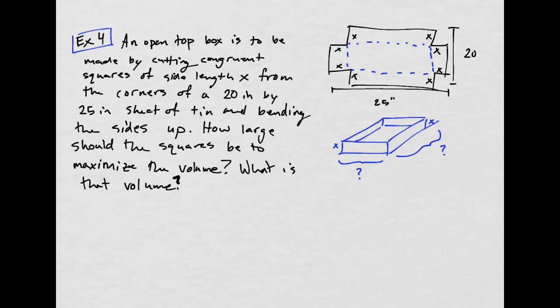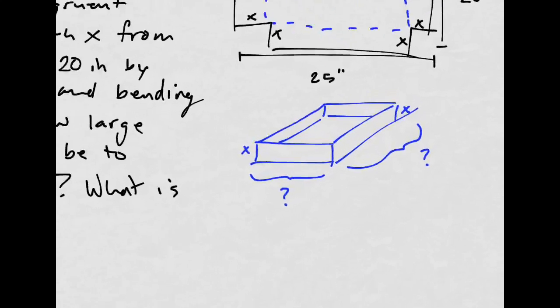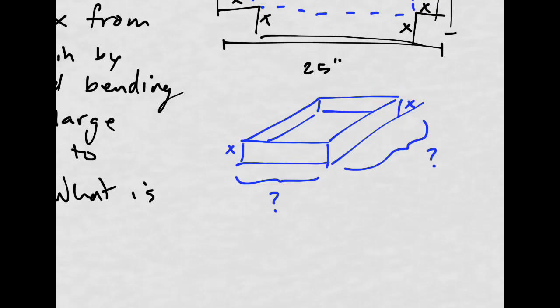I'm thinking, what can I do here? It doesn't say anything about the area of the tin. Otherwise, I could do 25 times 20, and then take out something. But it doesn't talk about that, so I don't need that. It does talk about the volume, though, and the volume of this box, what would that be? That would be length times width times height.